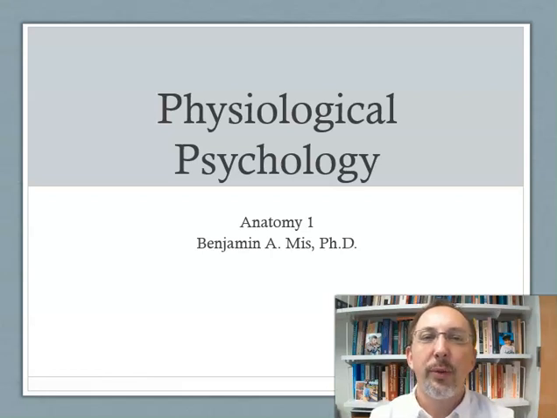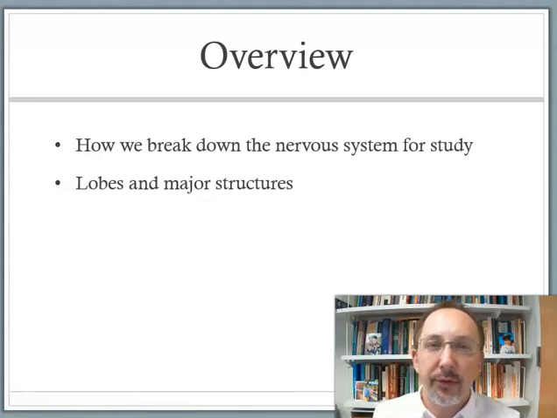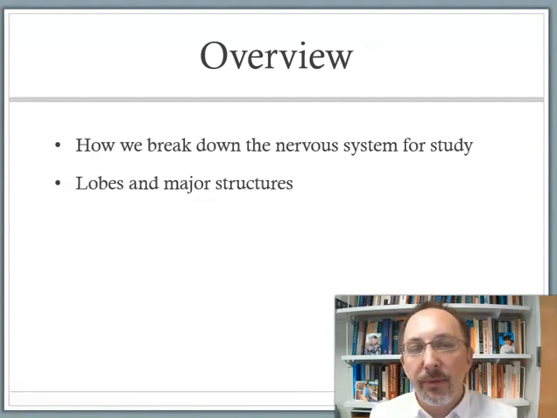Hello, welcome to Physiological Psychology, the first part of our discussion on anatomy. This first section is going to give us a broad overview of how we break down the nervous system, focusing mostly on the lobes of the brain and other major structures.